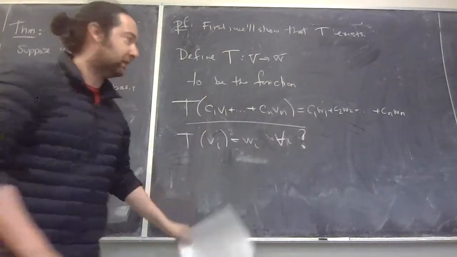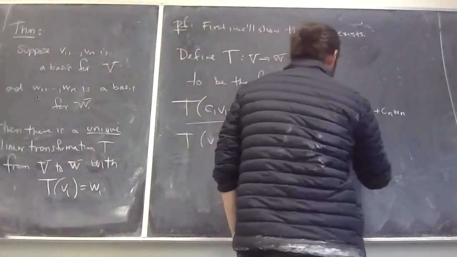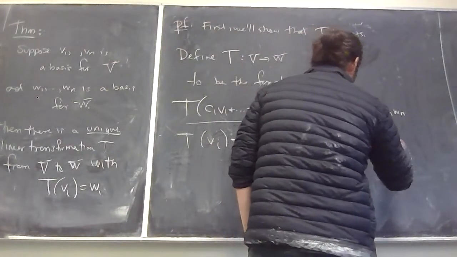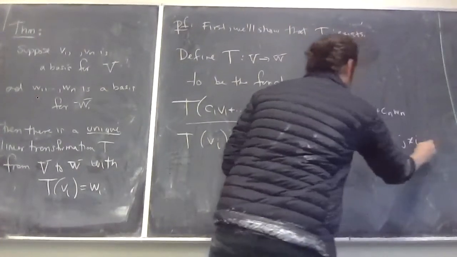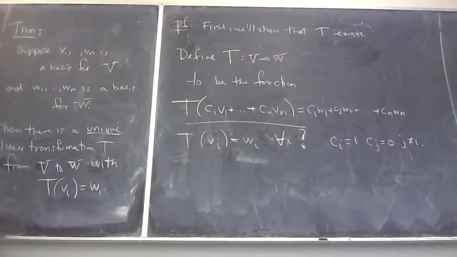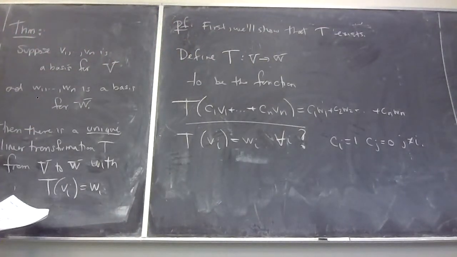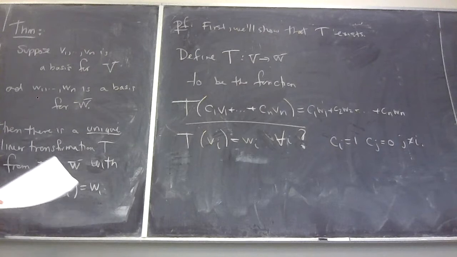So this holds because you could just let Ci be equal to 1 and Cj is equal to 0 for j not equal to i. And that will make that map have this behavior. Basis element in, corresponding basis element out.